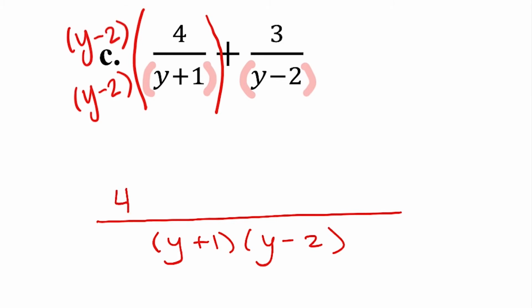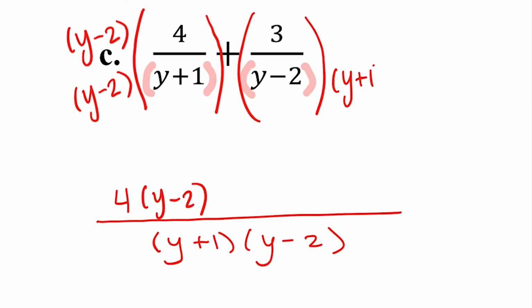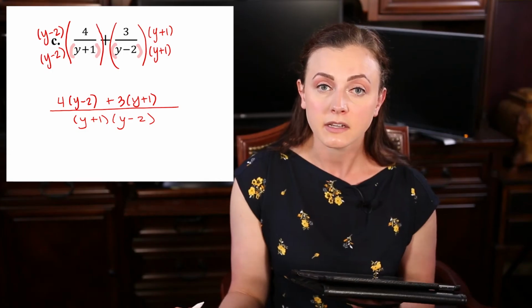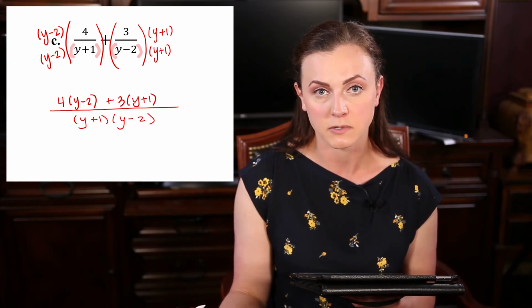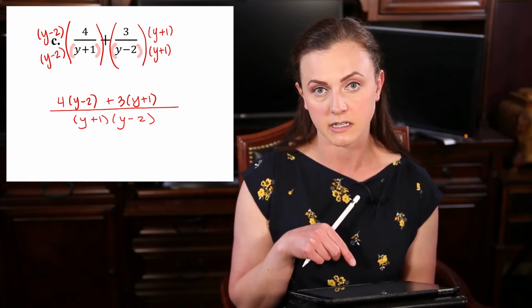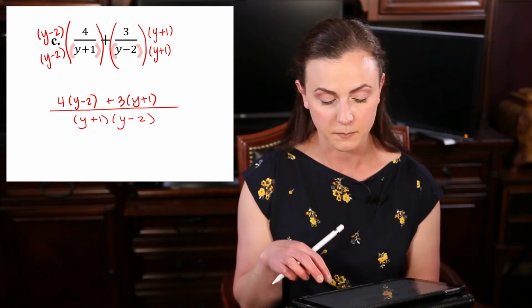So now we have 4 times y minus 2. The second fraction is missing the y plus 1, so we need to multiply by that on top and bottom as well. So then this becomes plus 3 times y plus 1. Technically, you have not added these fractions together until you simplify the top. So if you were to leave your answer like this, it is incorrect. So you need to make sure you simplify.